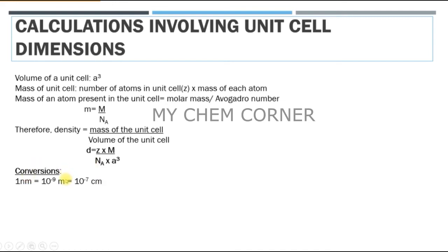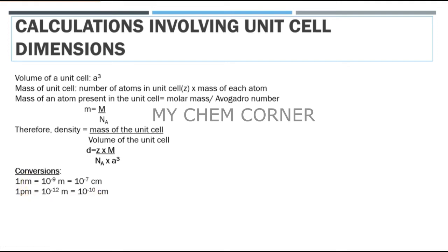Now another unit that can be mentioned in the problem is picometer. 1 picometer is equal to 10 to the power minus 12 meters, or it is equal to 10 to the power minus 10 centimeter. So these are the two units that are generally mentioned in a problem on density of this type.